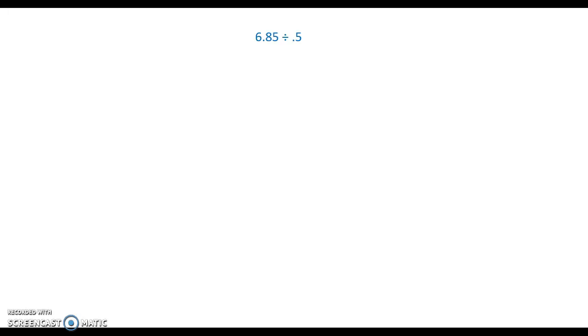It looks like it's just a trick, but I'll show you why and how it works. So let's divide 6.85 divided by 0.5. First you have to set it up. You set it up by putting the 6.85 inside of the division box and the 0.5 outside of the division box. And then we can't divide decimals, so you have to move the decimals to the right on both until you are dividing by a whole number, like so.